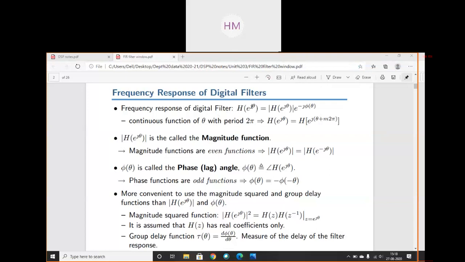The frequency response of a digital filter, H of e to the power j theta, is given by a magnitude and a phase angle. It is a continuous function of theta with period 2 pi. The magnitude of H of e to the power j theta is called the magnitude function. Magnitude functions are always even functions. We know what we mean by even function and odd function. Phi of theta is called the phase lag angle.